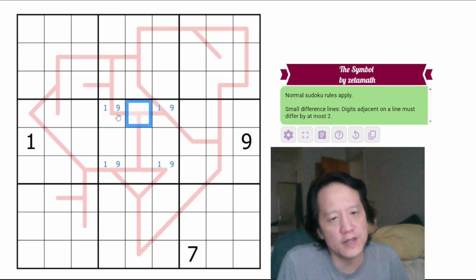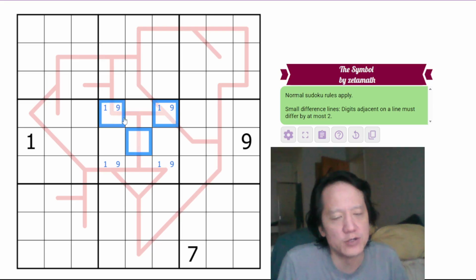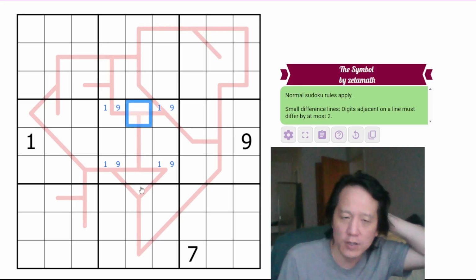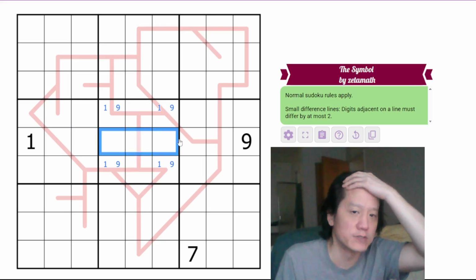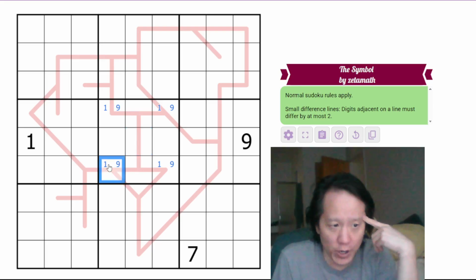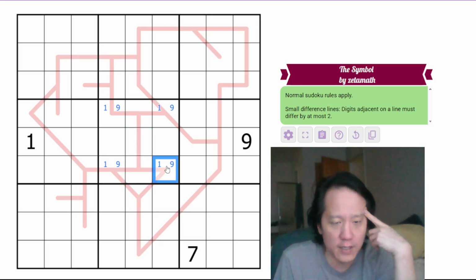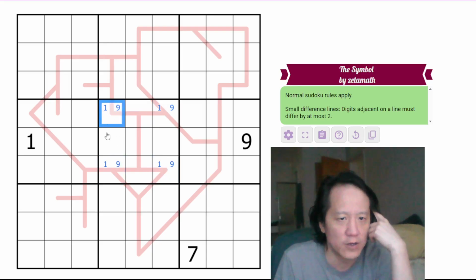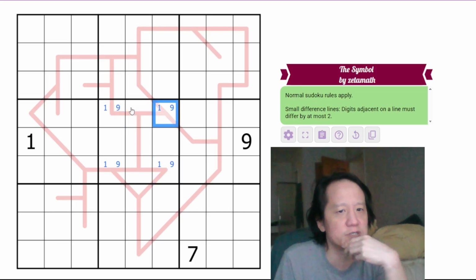Again, these are next to 3 unique digits on the small difference lines, and 1 and 9 can only be next to 2 unique digits, right? So that's why these cannot be 1 or 9. These can't be 1 or 9 because of the 1 or 9 in the row. If this were 1, there's no way it could get to 9 here. Same with these. If this is 1, that can't be 9 there. So 1 has to be one of these 2 here, or one of these 4 here, and then 9 has to be on the opposite side.